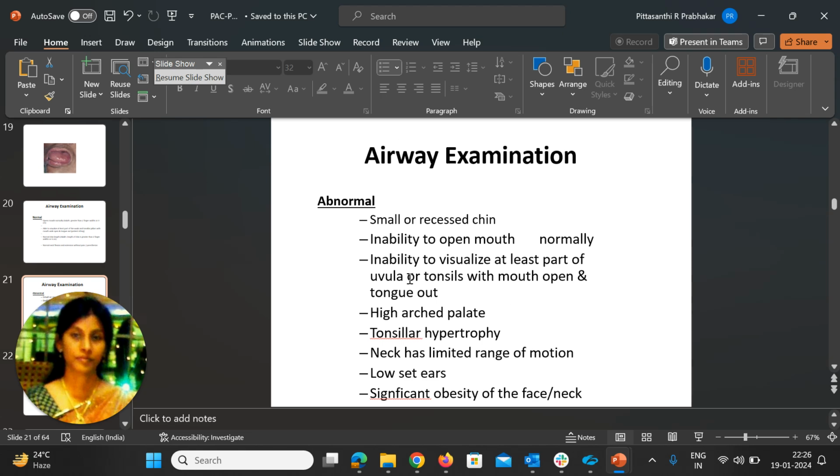In the airway examination, if it is abnormal, there would be a small or recessed chin, inability to open the mouth normally, inability to visualize at least a part of the uvula or tonsils with mouth open and tongue out, high arched palate, and tonsillar hypertrophy. The neck has limited range of motion, low set ears, and significant obesity of the face or neck.